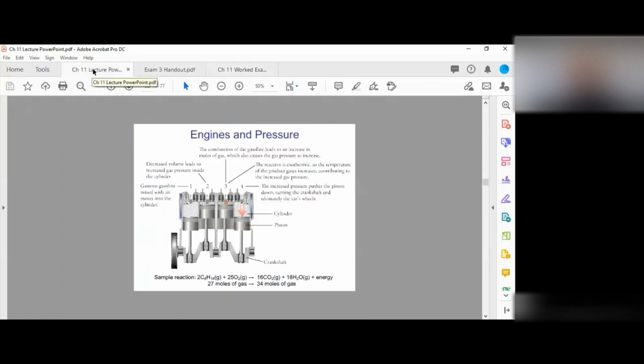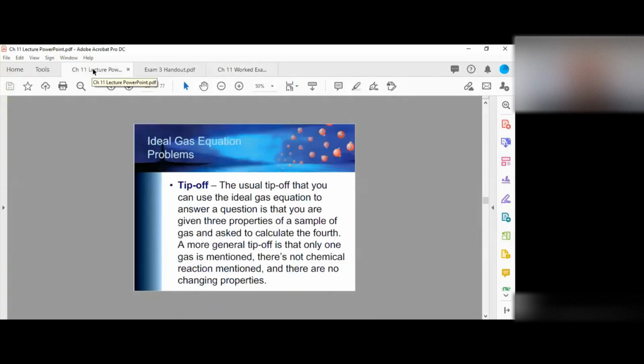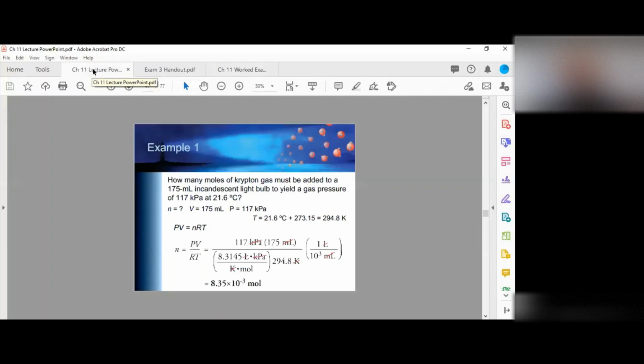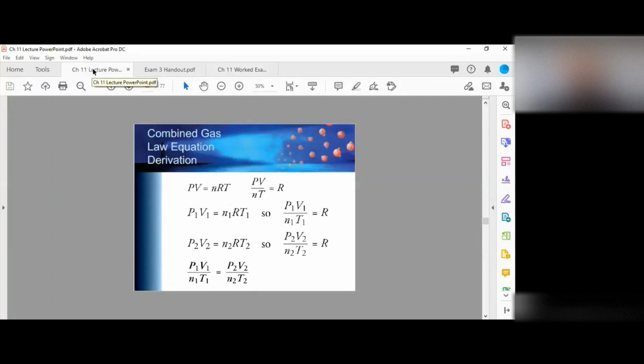The next law is the combined gas law. Let me skip the ideal gas law for a few minutes, and I will come back to it. The combined gas law is basically relating all of them together. So basically you are combining Boyle's law, Charles' law, Avogadro's law, and Gay-Lussac's law. All these together give you this equation, which is P1 V1 over N1 T1 equals P2 V2 over N2 T2.